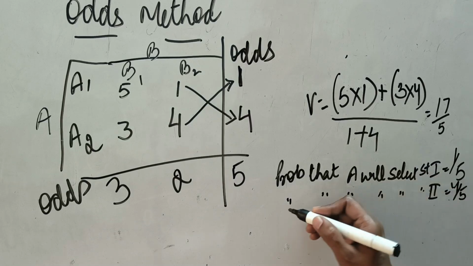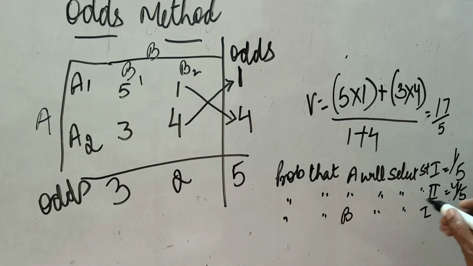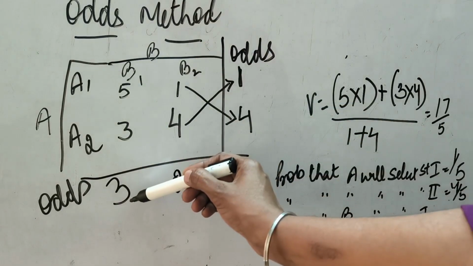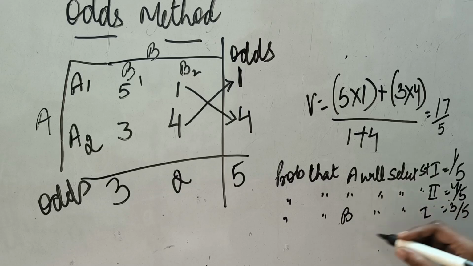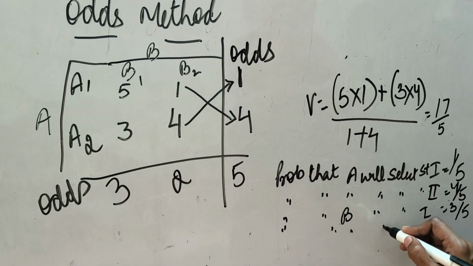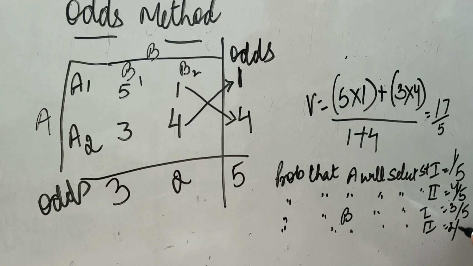Same we will do with B. Probability that B will select strategy number 1 is 3 out of 5. And probability that B will select strategy number 2 is 2 out of 5. So this is a complete answer. You will be writing the value of the game also and the probabilities also.